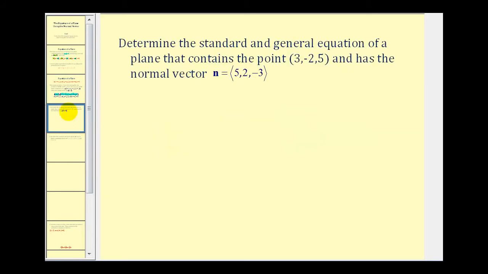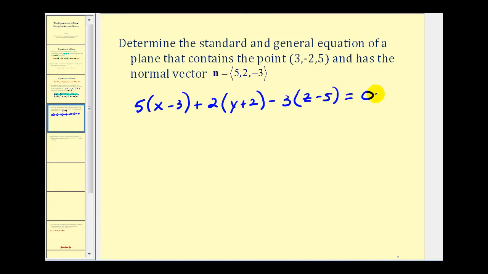Here we want the standard and general form of an equation of a plane that contains the point 3, negative 2, 5, and has the normal vector 5, 2, negative 3. So the equation will be 5 times x minus 3 plus 2 times y minus negative 2, or y plus 2. And the z component of the normal vector is negative 3, so we'll write down minus 3 times z minus 5. And this must equal 0. And this is the standard form of the plane.